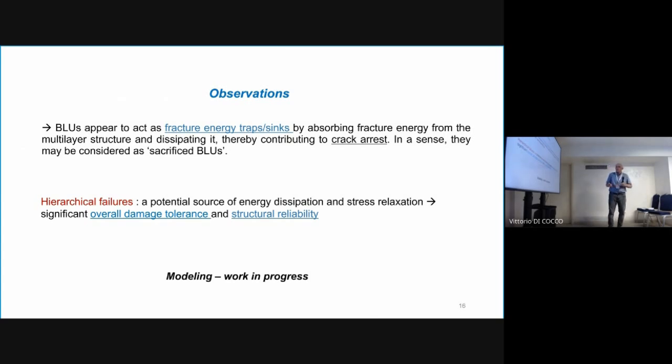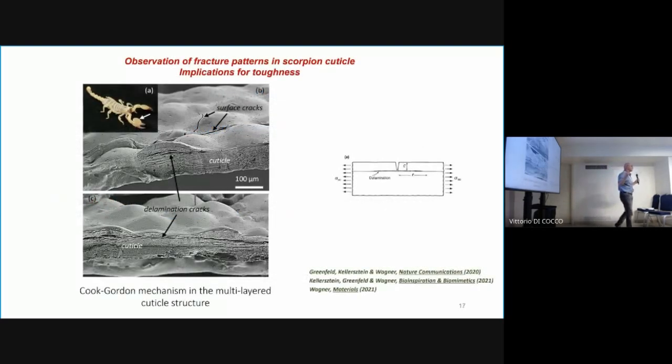It's like they are sacrificed. It breaks, and the crack stops, basically. These cracks, micro cracks, nano cracks, absorb energy, and they stop the general crack, which contributes to the safety of this structure. So I call them a hierarchical failure, because they are potential source of energy dissipation, stress relaxation, and they contribute to structural reliability. Modeling is in progress.